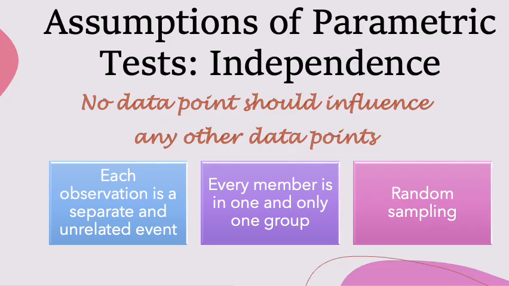This means that each observation of the data must be a separate and unrelated event so that one event cannot influence another. For example, if you are comparing groups to each other, every member should be in one and only one group. Independence of the data is generally achieved through random sampling. And as I said, these assumptions are not assumptions of every single parametric test.